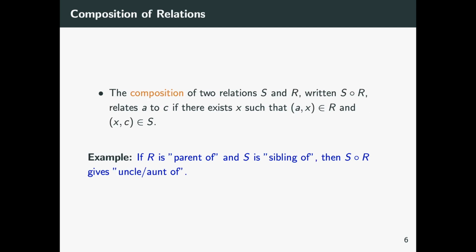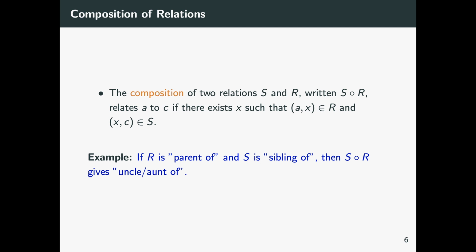Now let's explore composition of relations. The composition of two relations, S and R, written as S circle R, creates a new relation where an element A is related to C if there exists some element X such that A is related to X in relation R and X is related to C in relation S.